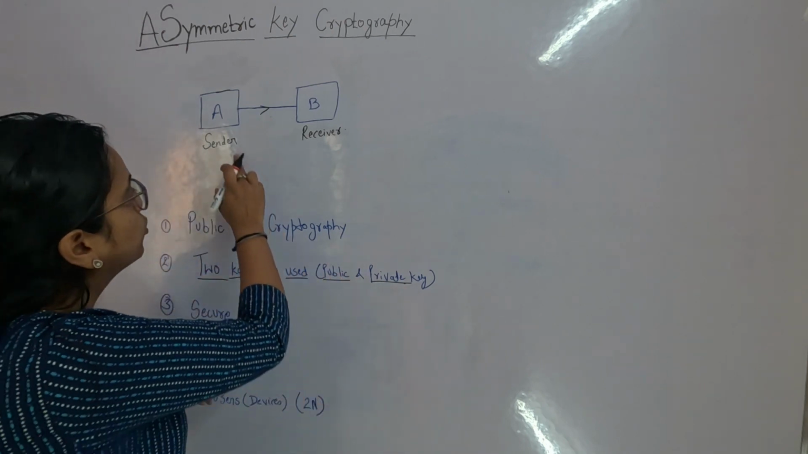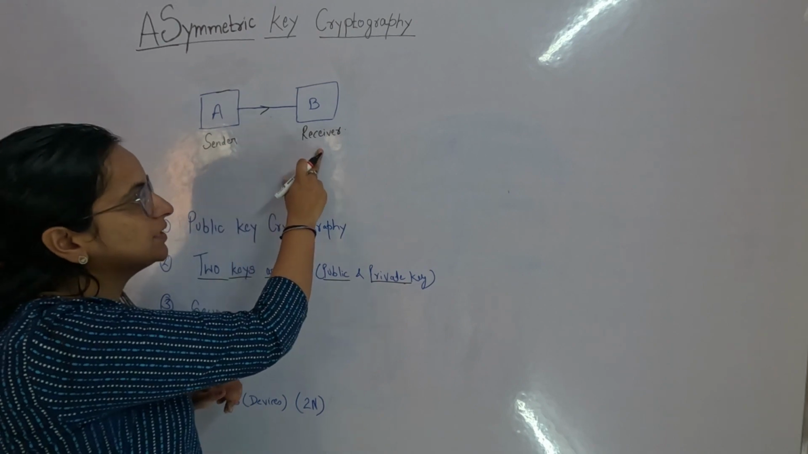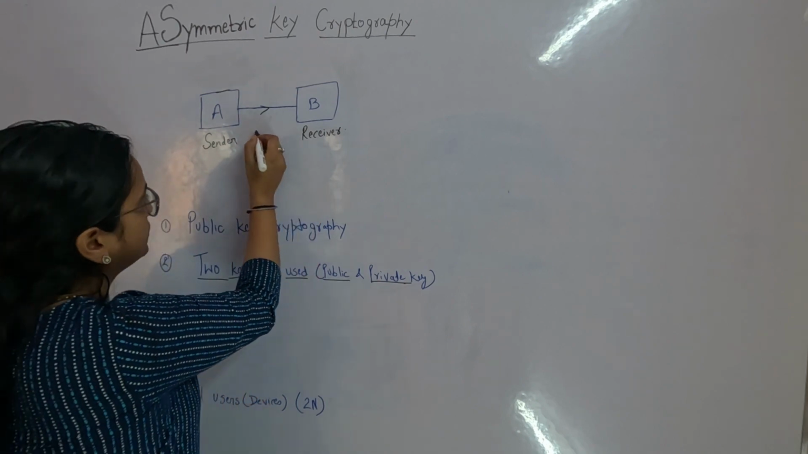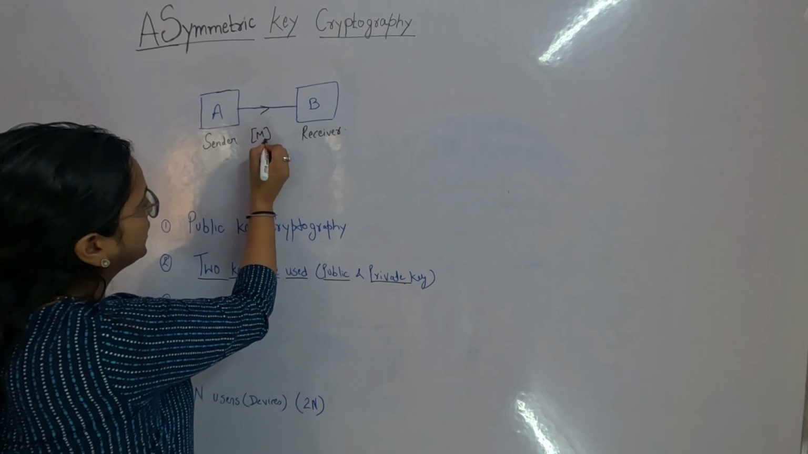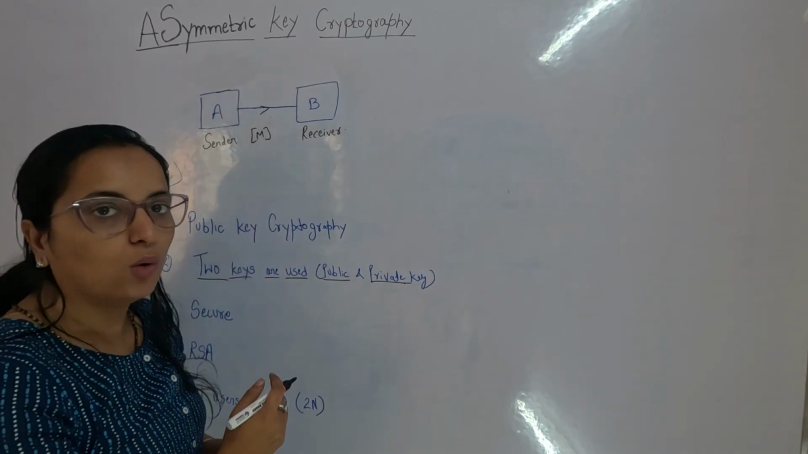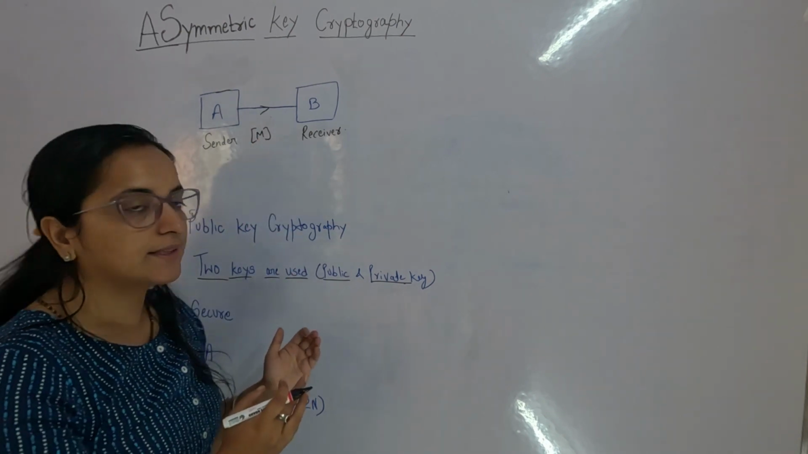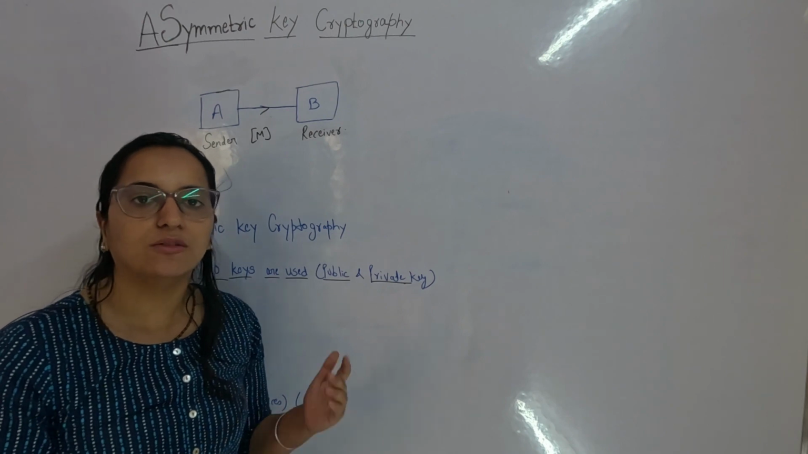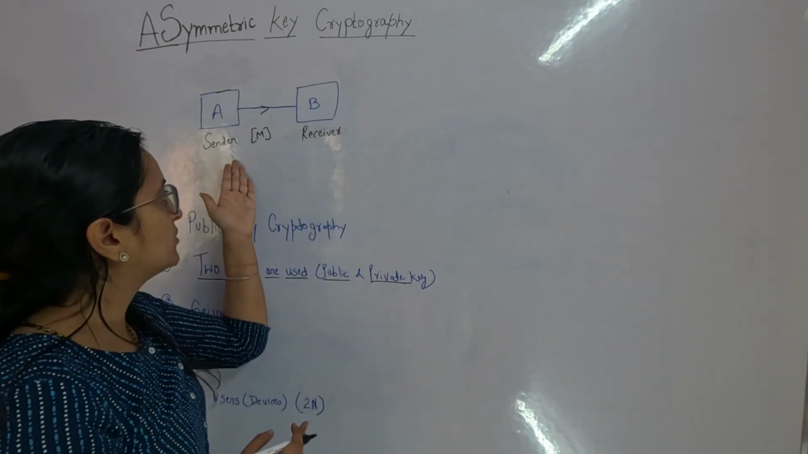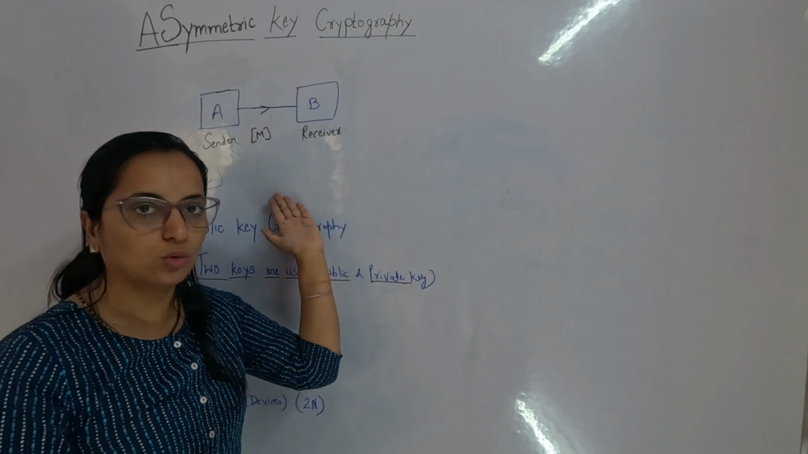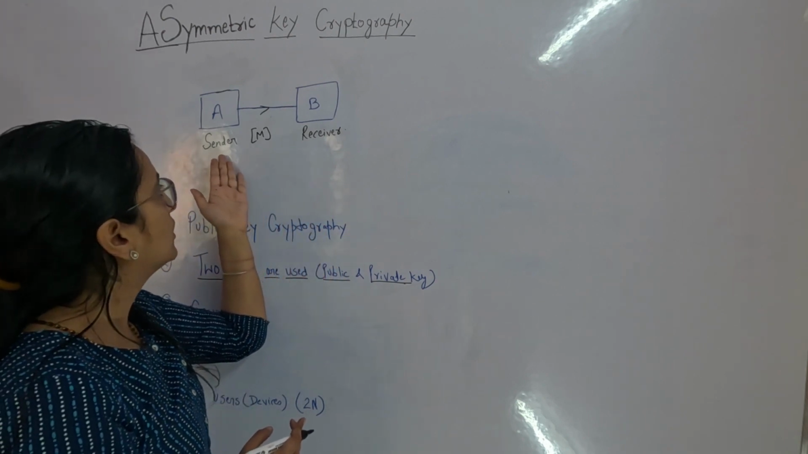So here let us suppose A wants to send a message to the receiver B. Let us suppose it wants to send the same message M to B. Now, in symmetric key cryptography, we used only one key for both encryption and decryption of the messages, and both parties had that key available.